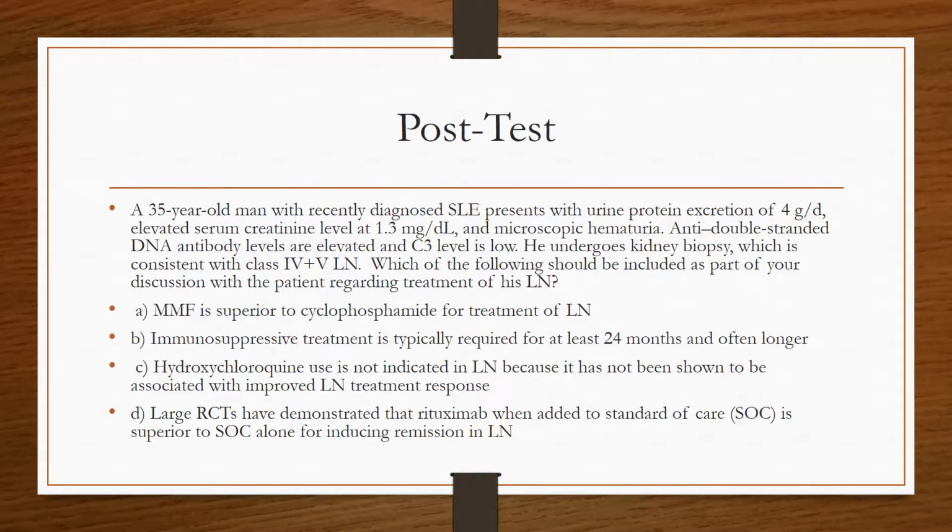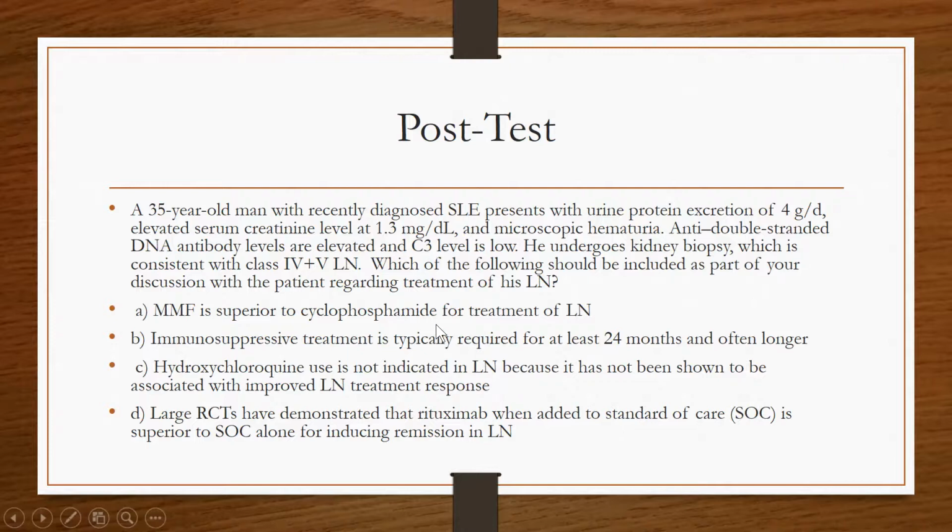So last, I will end with the post-test. A 35-year-old man with recently diagnosed SLE presents with urine protein of 4 gram. On biopsy, found to have class 4 with 5 lupus. Which of the following should be included as part of your discussion with the patient regarding treatment for his lupus nephritis? So he has typical SLE, class 4 lupus in terms of treatment.